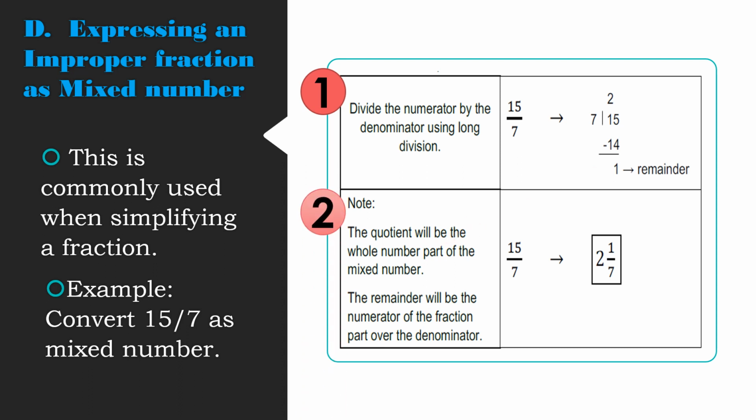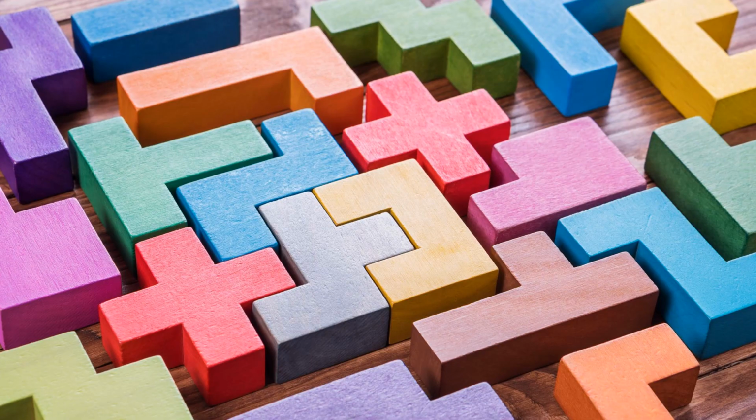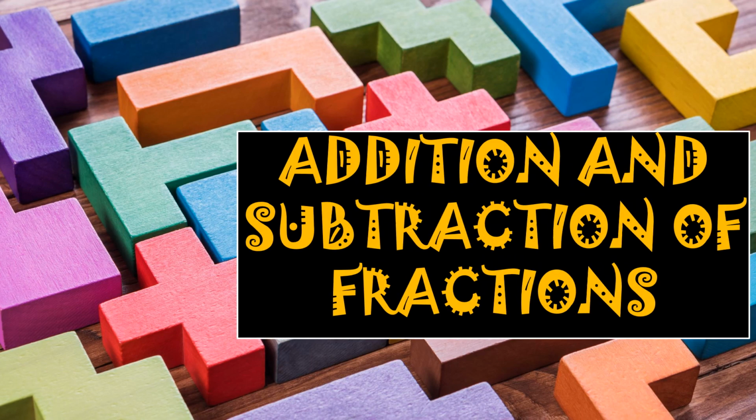Second, the quotient will be the whole number of the mixed number, and the remainder will be the numerator of the fraction part over the denominator. Those are some of the terms that you will encounter in adding and subtracting fractions. And now we will proceed in addition and subtraction of fractions.